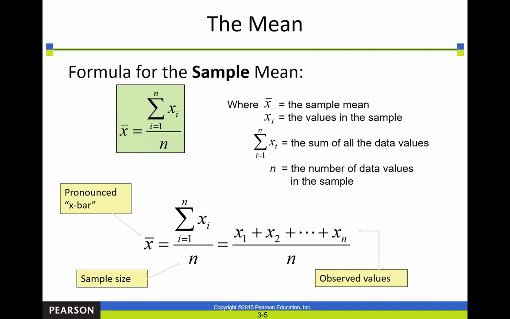The mean is always denoted by x with a little line over the top that we call x bar, which is the mean. So again, you see that formula. All that means is the sum of each of the values of x divided by n, which is the number of data values in the set. That's it.